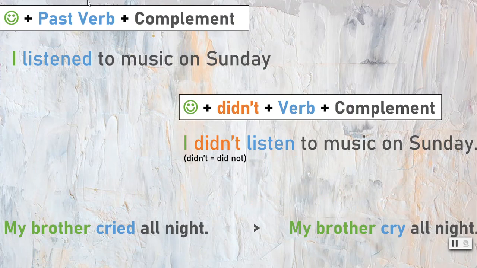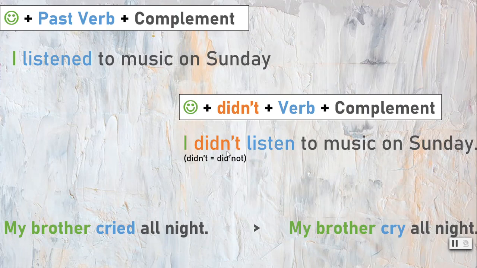So we saw affirmative sentences in the previous slide. En la diapositiva pasada había oraciones positivas. For example, I listened to music on Sunday. But we also have negative sentences. This is a negative sentence. What changes here is didn't. A las oraciones negativas se les agrega didn't. I didn't listen to music on Sunday.